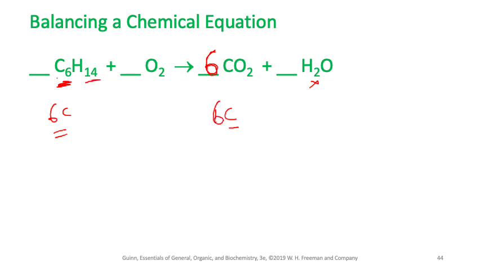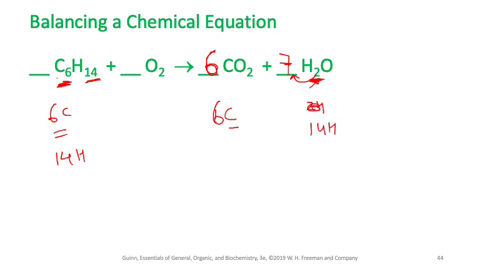Let's talk about hydrogen. How many hydrogen do you have on the reactant side? 14. There is no hydrogen in the oxygen, so you have a total of 14 hydrogen. How many hydrogen on the product side after the arrow? You have just 2 hydrogen. How are you gonna make it into 14? Put 7 in the front. So 2 times 7, 14 hydrogen. So now hydrogen is also balanced.